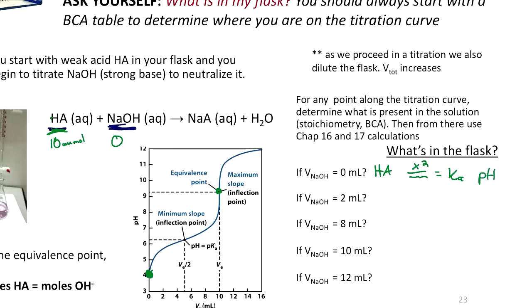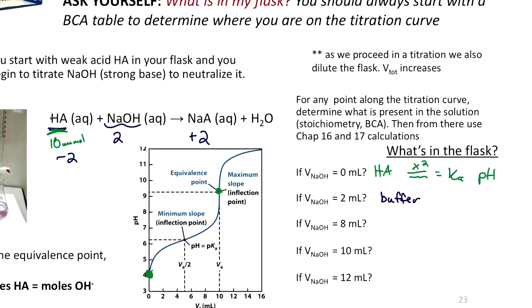All right. What if we add 2 milliliters of sodium hydroxide? So let me just make up some numbers. What if I have 2 millimoles of sodium hydroxide, 10 millimoles of HA? If I mix those two things together, what kind of solution do I get? A buffer, because you lose some of the HA, but you gain some of the NaA. And so if you have HA and NaA present, then you have a buffer.